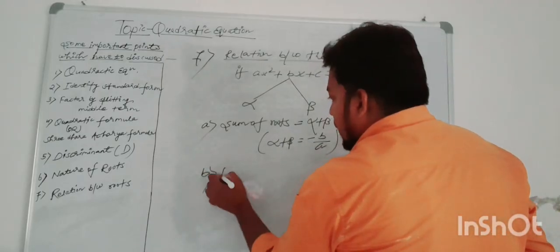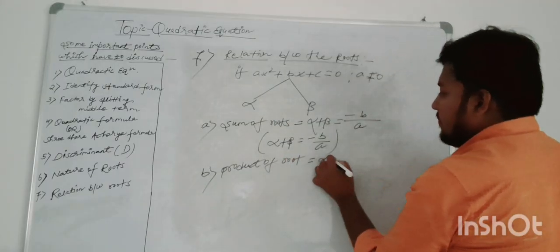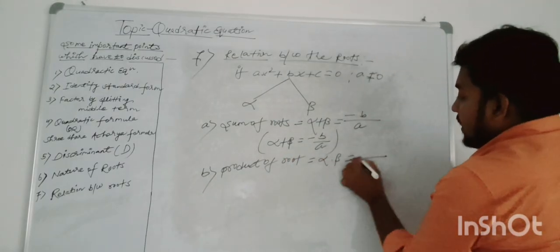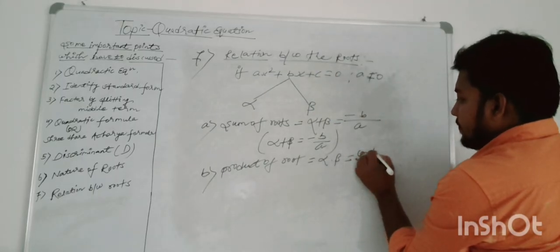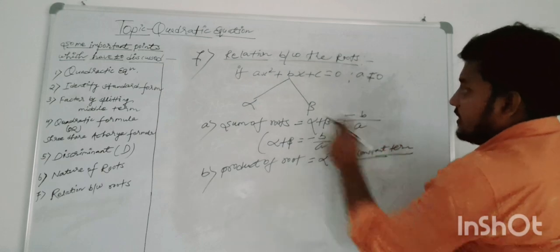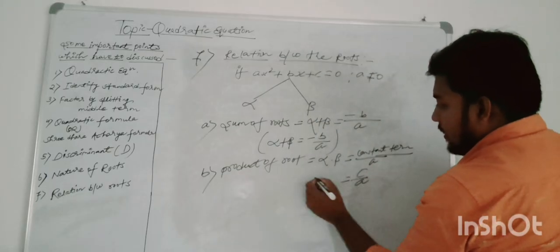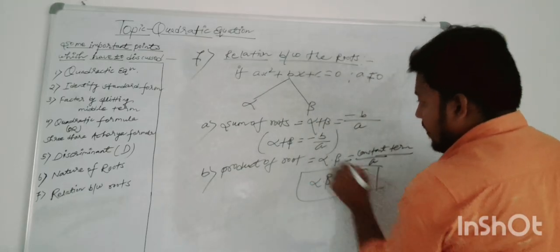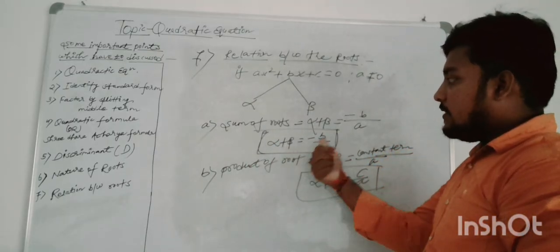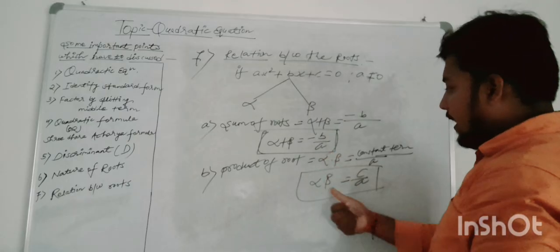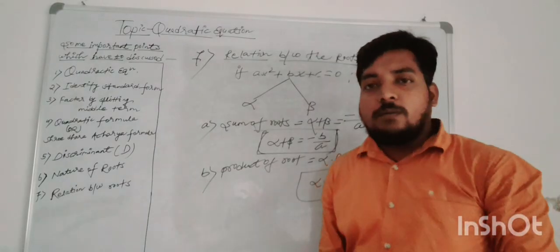And second is the product of roots, meaning alpha × beta, which is equal to the constant term upon the coefficient of x², which is a, and the constant term is c, meaning c/a. So this is the relation between the roots. Sum of the roots alpha + beta is equal to -b/a, and the product of roots is equal to c/a. This is all about my topic. Thank you so much.